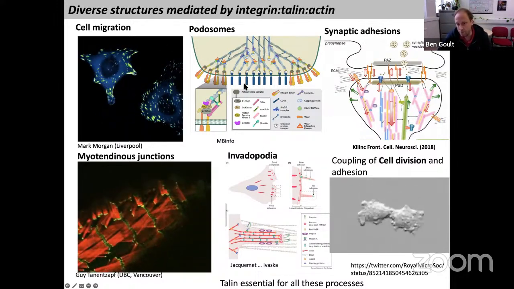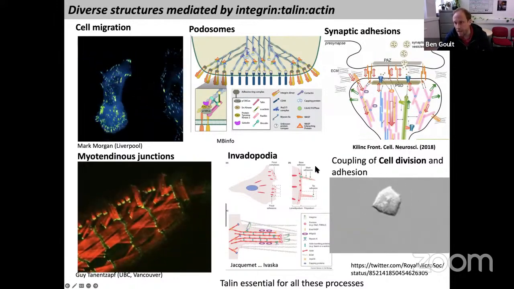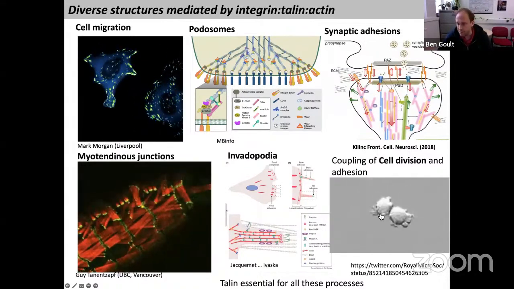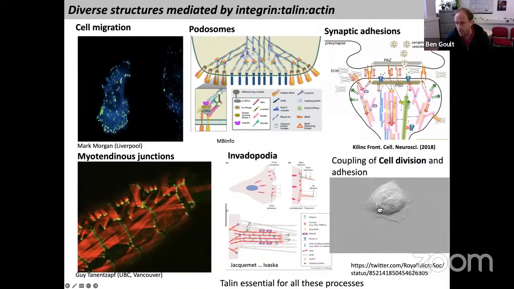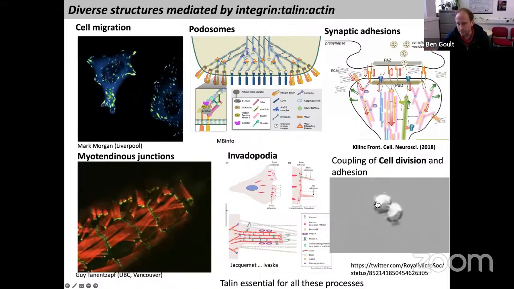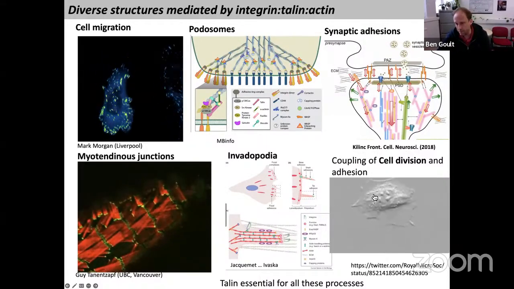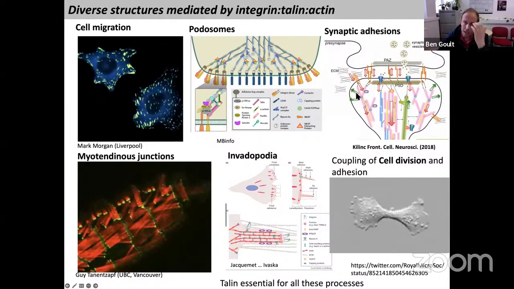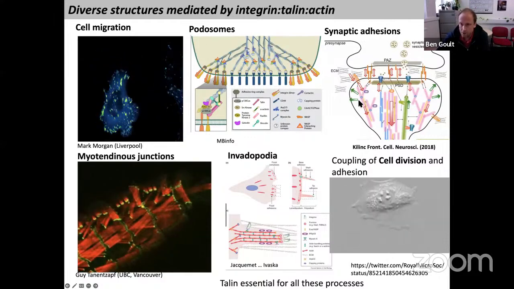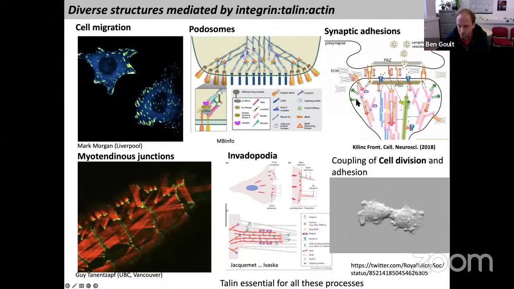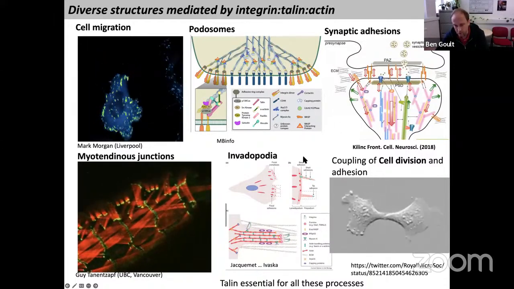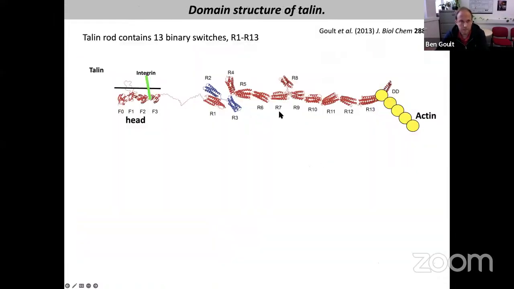Talin is also essential in podosomes and invadopodia, and in the coupling of the cell division and the adhesion machinery, as shown by this cell at the bottom undergoing mitosis, letting go of 99% of its adhesions, and then immediately respreading. And also what we're interested in is these synaptic adhesions, which are essential for these intimate cell-cell junctions, which enable signaling between adjacent cells. And talin is essential for all of these processes.